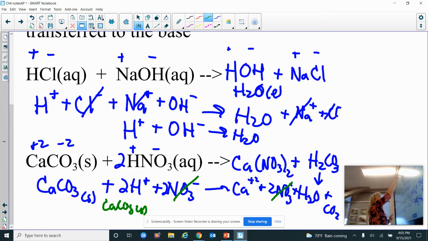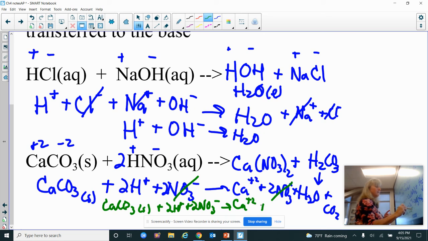plus, sorry, it's kind of messy. Let me rewrite that. So solid calcium carbonate plus 2H plus 2NO3 minus goes to Ca plus 2 plus H2O plus CO2. So that would be the net ionic equation when the acid is solid, or when the base is solid.